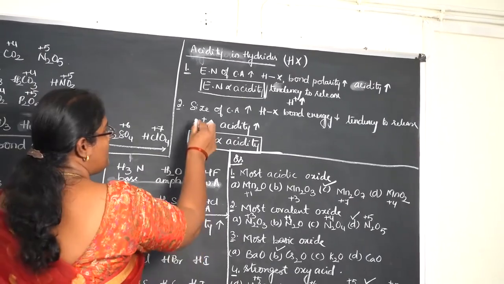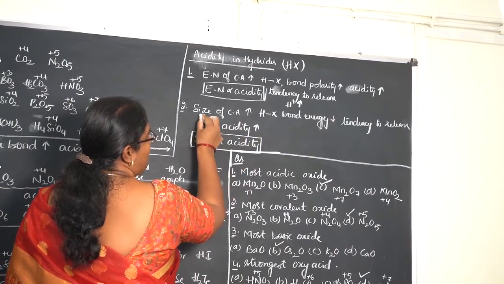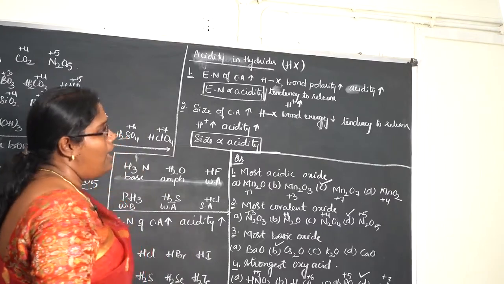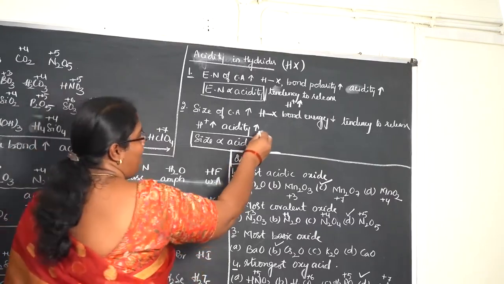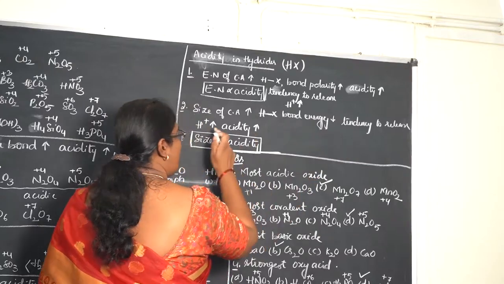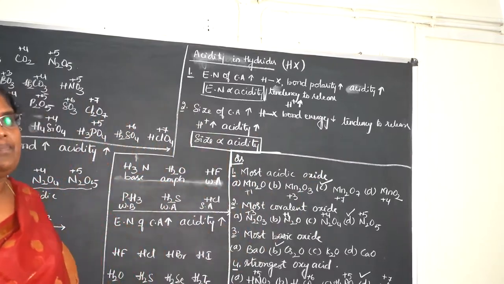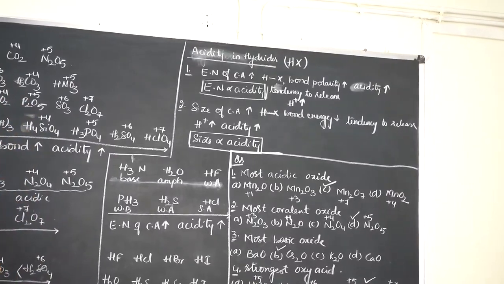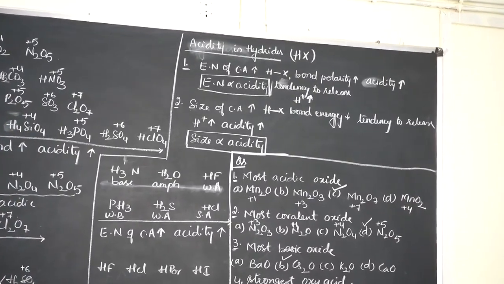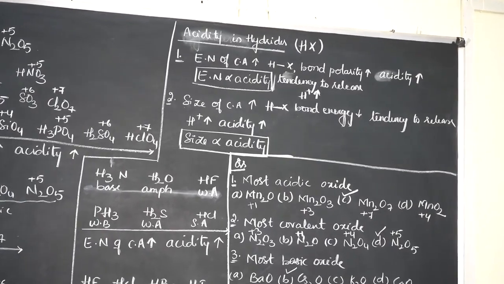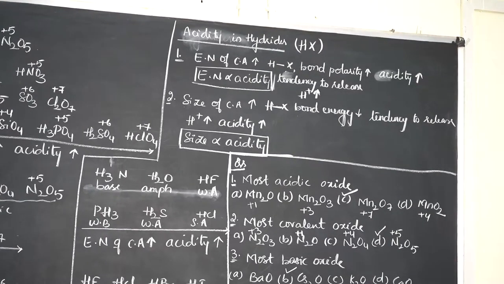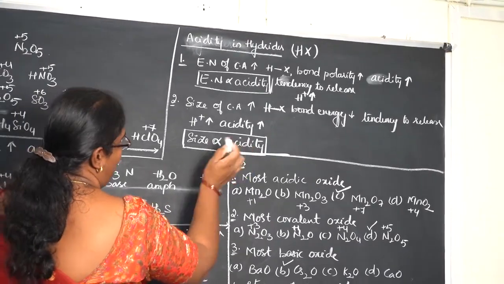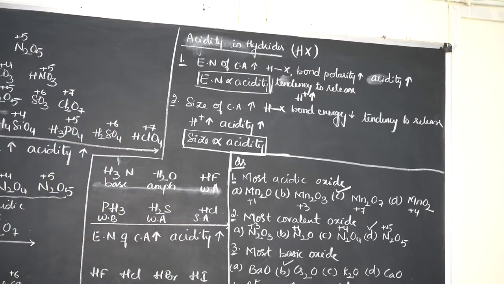And when the size of the central atom is more, the bond energy of the H-X bond decreases, so the tendency to release H plus increases, and acidity increases. Due to the decrease in bond dissociation energy, the compound can lose H plus easily, therefore acidity increases. So in the case of hydrides, size is directly proportional to acidity.